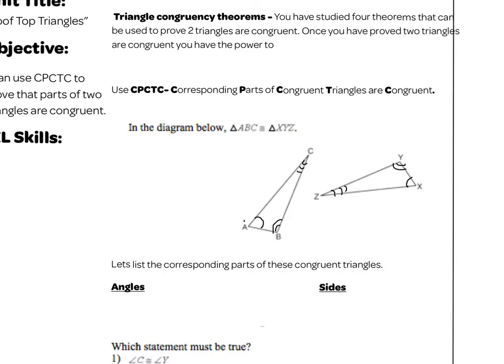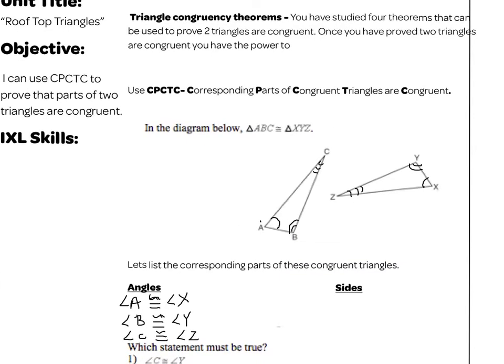Let's write those at the bottom. There we have it. Angle A is congruent to angle X. Angle B is congruent to angle Y. And angle C is congruent to angle Z. So let's do the sides now.